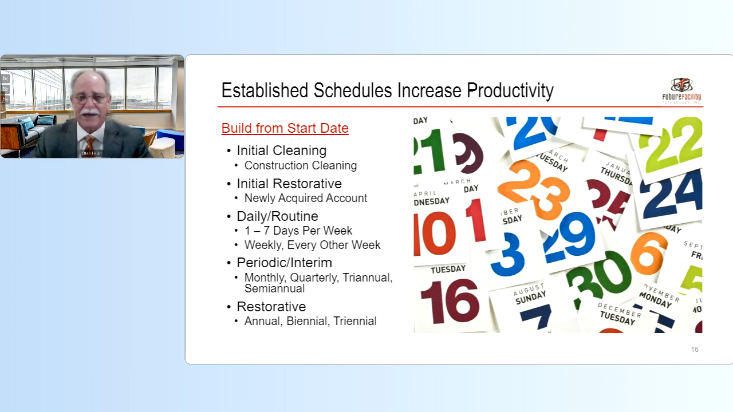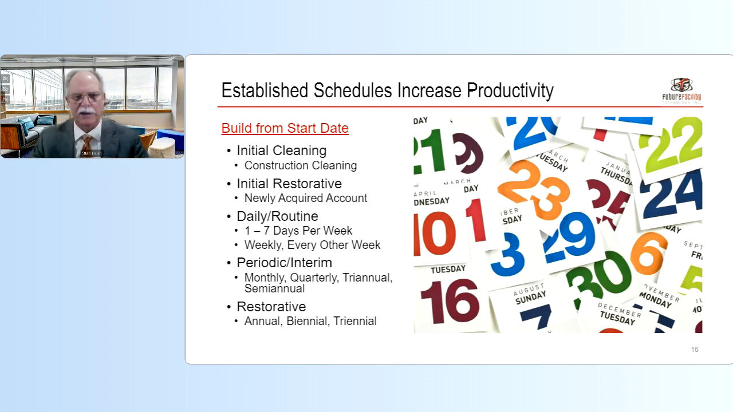Then you have your daily routine, which is 1 to 7 days per week. It could be weekly. It could be every other week. It could be once a week. That's why it's called daily or routine work. It's something that you're going to do on a daily basis or every time that you're there.